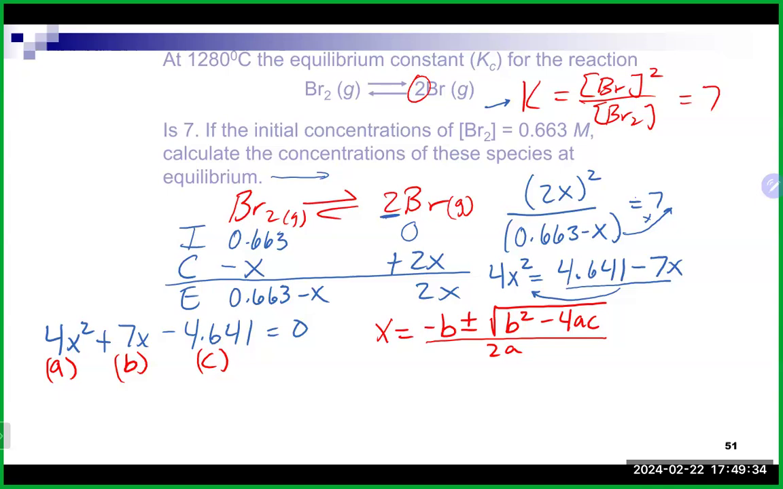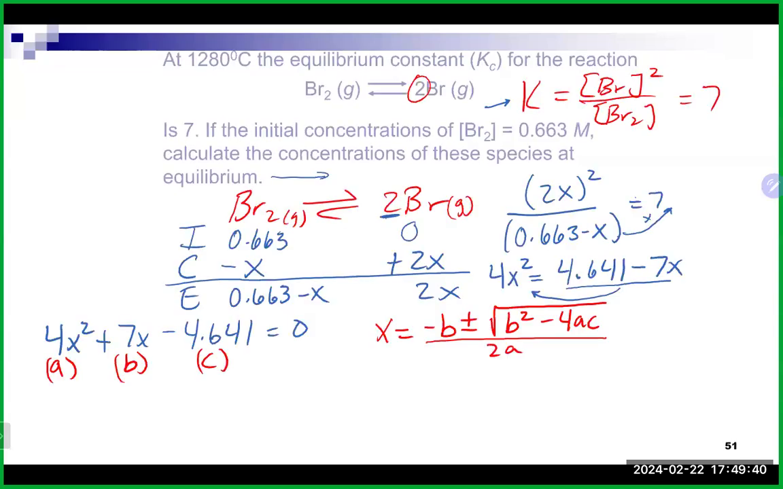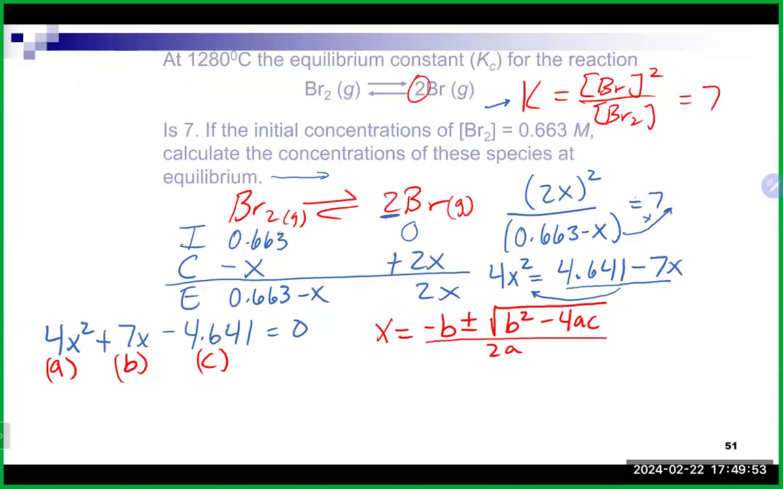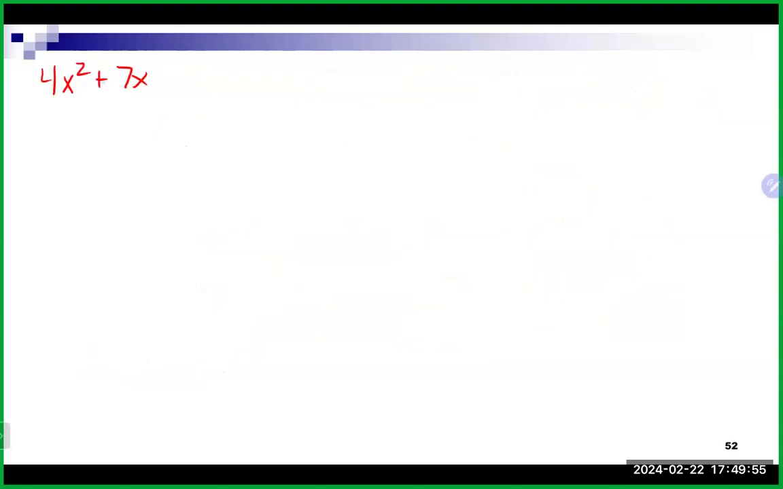All right, so I'm going to throw some numbers in here and see what I get. Maybe I'm going to go to the next page and just recopy it. 4x squared plus 7x, I think it's plus. Yeah. Minus 4.641 equals 0, I believe.